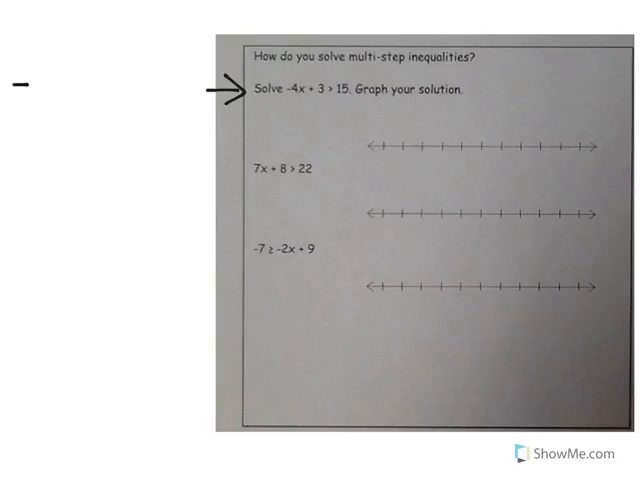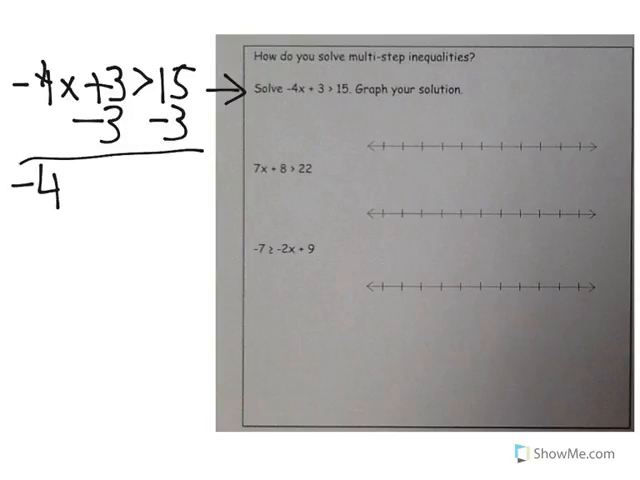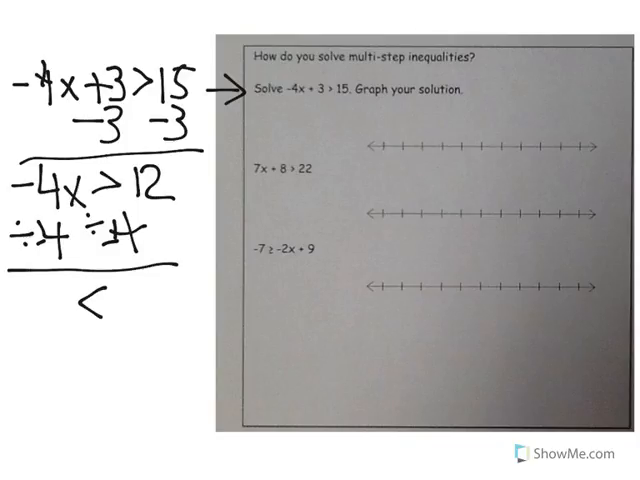So if we look here quickly, negative 4x plus 3 is greater than 15. Okay, so what we're going to do is subtract 3 from both sides. We end up with negative 4x is greater than 12. Then we're going to divide both sides by negative 4. When we divide both sides by negative 4, we've got to flip the inequality symbol. If you want to do that first, you can, just so that you don't forget. And then that's going to be negative 3. So x is less than negative 3.